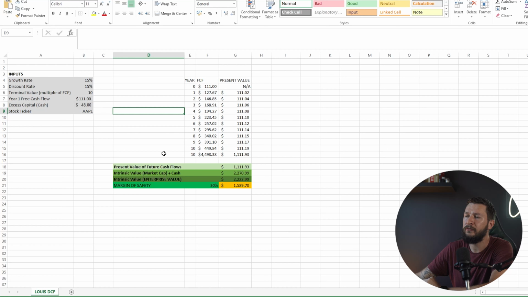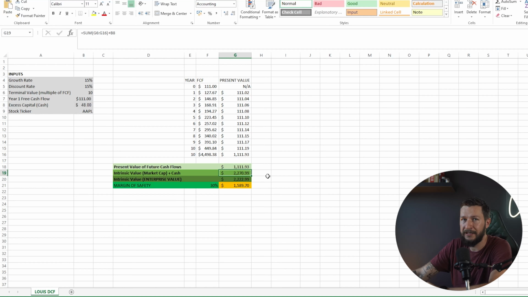So using all of these growth rates, with our discount rates, with our terminal values and the free cash flow as well as the capital, we can see that the intrinsic value or the market cap of Apple at the moment is $2.2 trillion. And using the market cap, we can see whether the company is overvalued or undervalued. There's one last step that we need to understand before we determine whether the stock is cheap or not, and that is using a margin of safety.